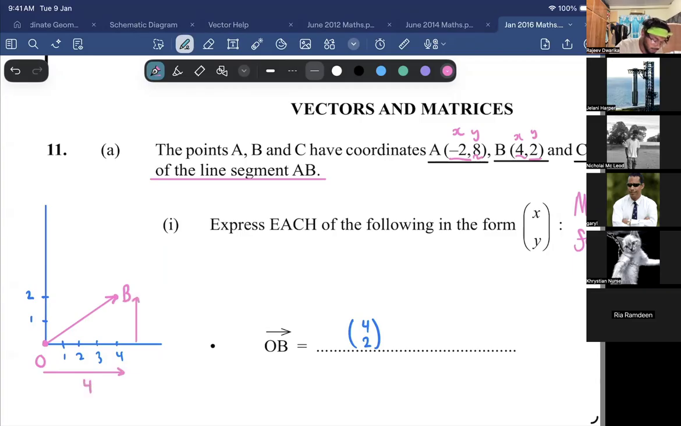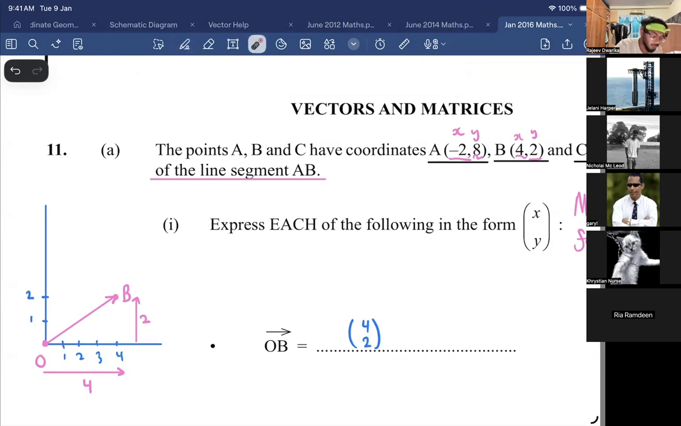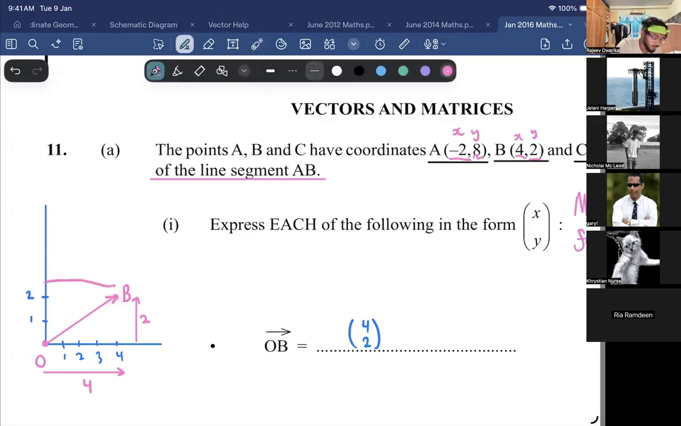Yes, sir. What if I wanted to go from B to O now? You just do the opposite, you change your sign. Let me think about it logically. You're starting at B, always moving horizontally first. Would you move to the left or to the right? Left. How much space is to the left? 4, so that'll be -4. And how much space is down? -2.